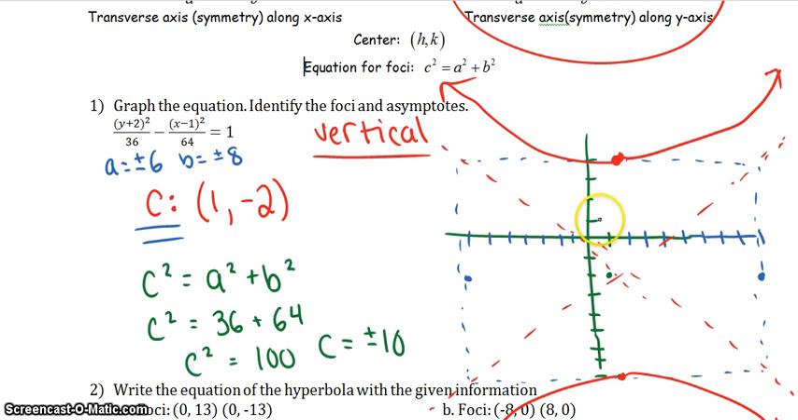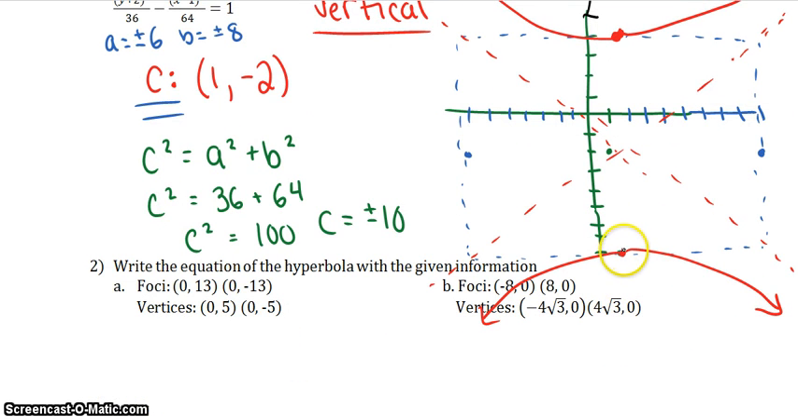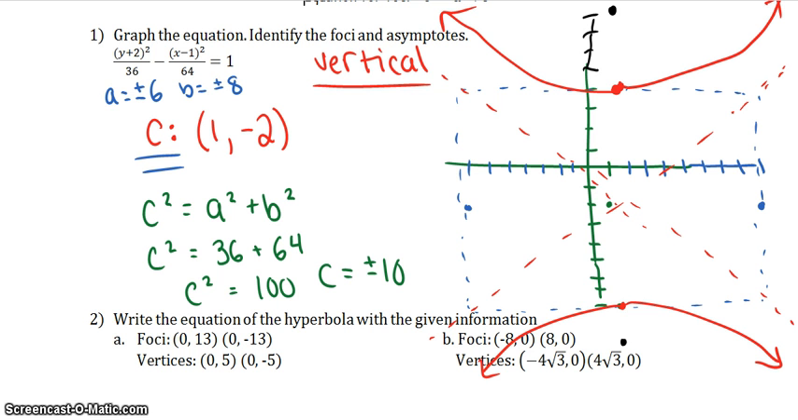So we count 1, 2, 3, 4, 5, 6 was our vertex. Then we would need to go 4 more: 1, 2, 3, 4. Here would be 1 focus. And remember, this vertex is 6 units below the center, so we'd have to go 4 more for our second focus.